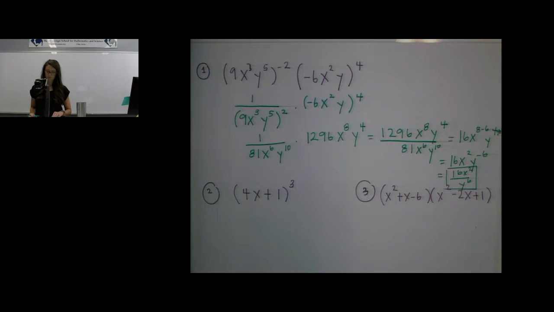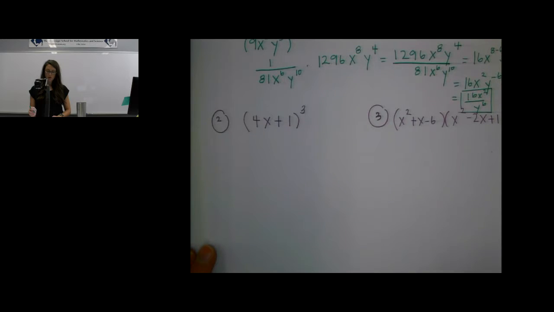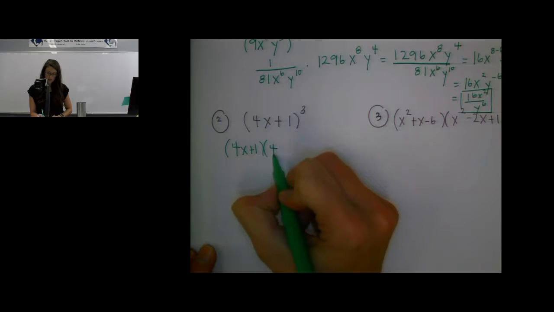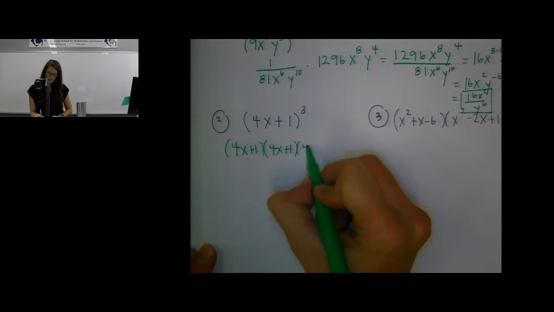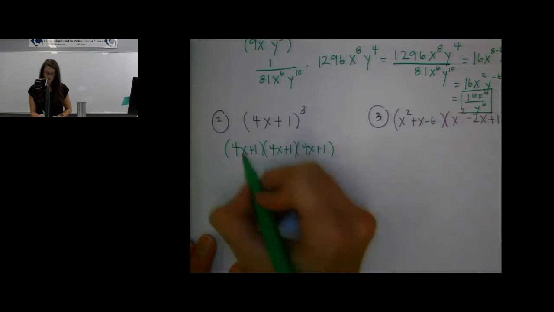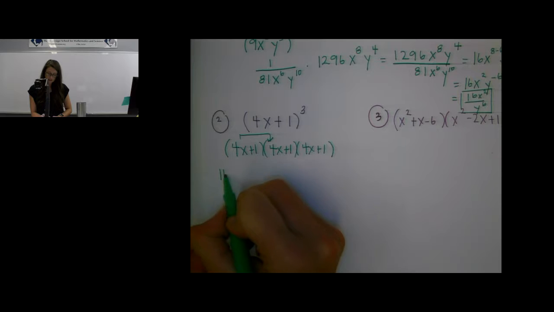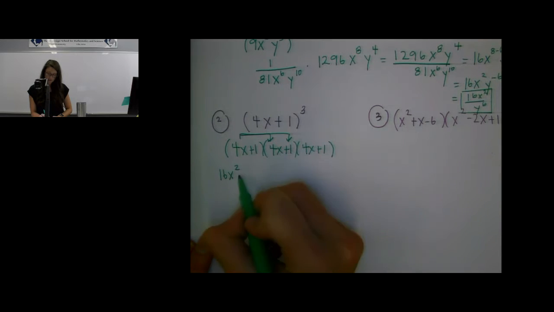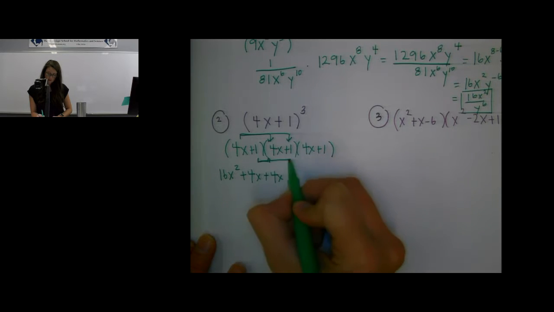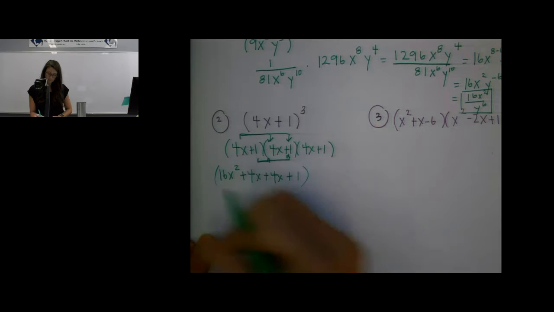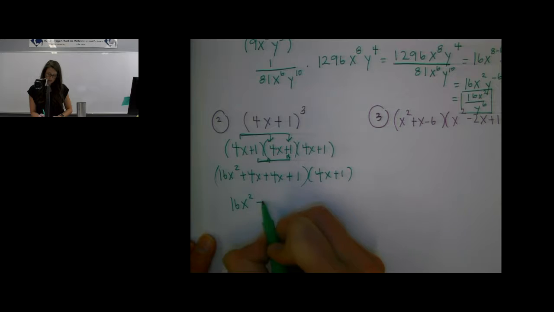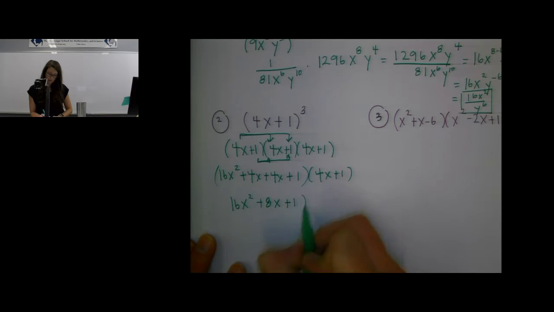Okay. So 4x plus 1, all of that cubed. So that means 4x plus 1 times 4x plus 1 times 4x plus 1. Okay, so we need to multiply these 2 here, so 4x times 4x gives me 16x squared. 4x times 1 gives me 4x. 1 times 4x is 4x. And 1 times 1 gives you 1. Simplify a little bit, and so you'll get 16x squared plus 8x plus 1.